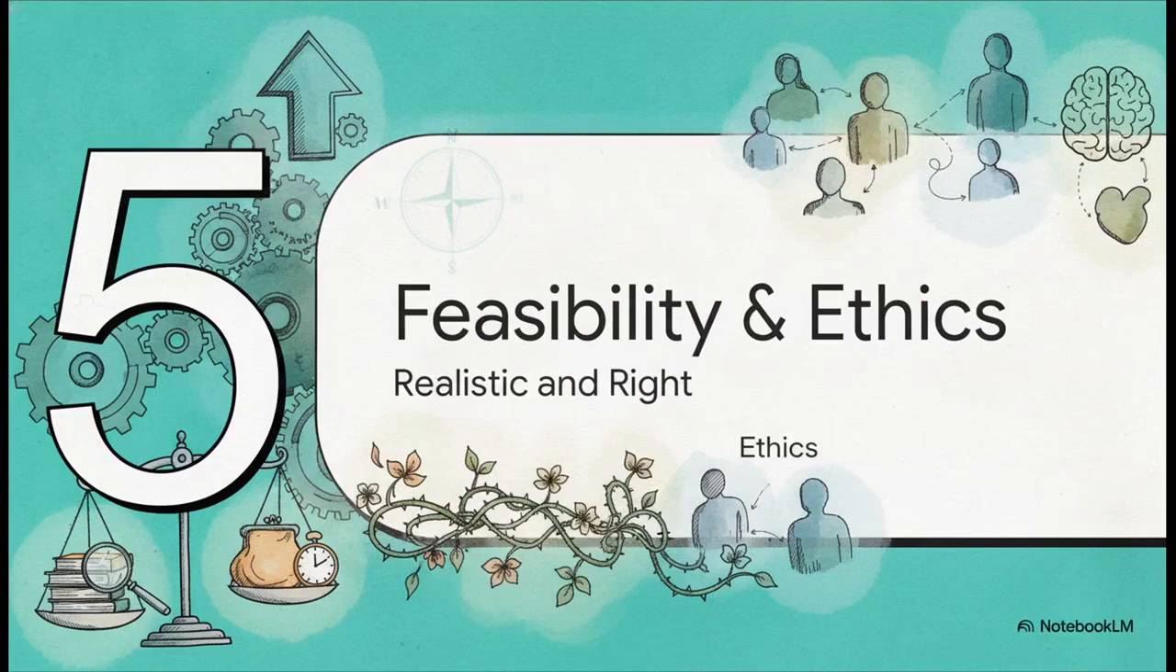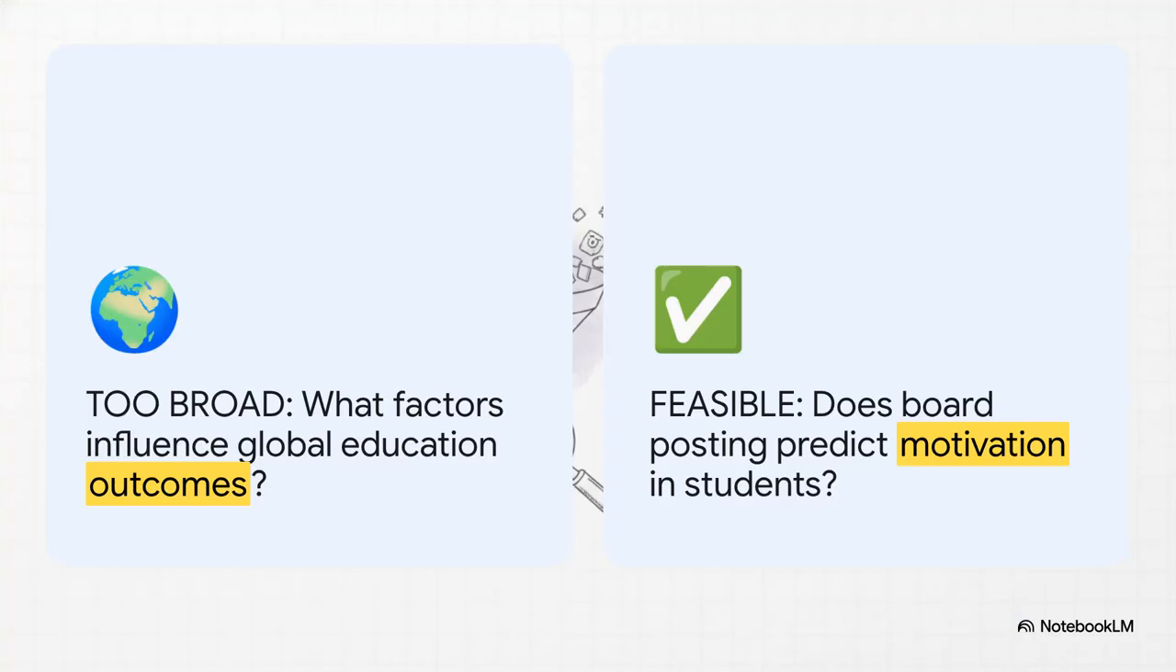All right, phase 5, feasibility and ethics, keeping it realistic and right. Now, as scholars Newman and Punch highlight in the literature, your grand ambition as a researcher must absolutely be tempered by cold, hard reality. Take a wildly unworkable, overly broad question like, what factors influence global education outcomes? I mean, it sounds incredibly important, doesn't it? Very noble? But really think about it for a second.